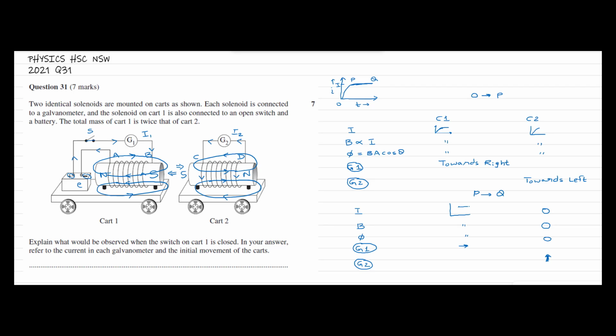To add one more point, since we have no current, as far as the poles are concerned, we still have north and south poles maintained in the cart 1, but here in the cart 2 there will be no poles because there is no current.